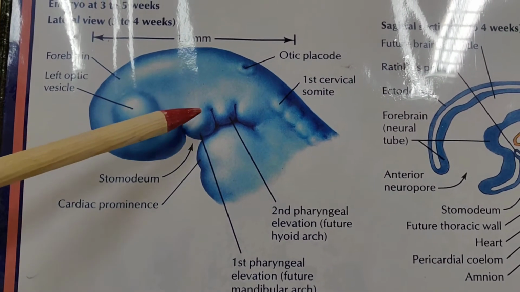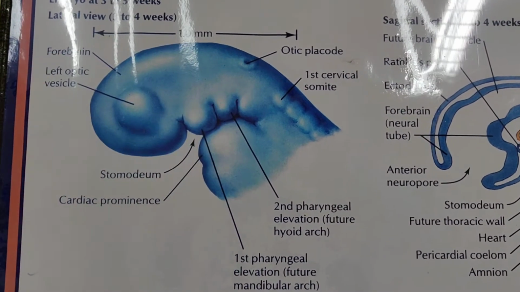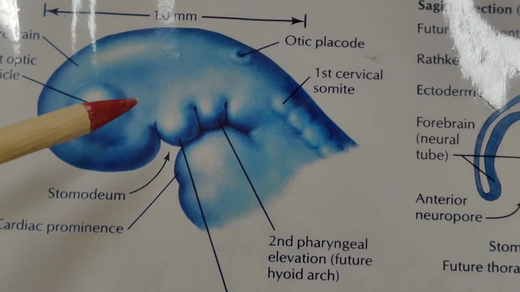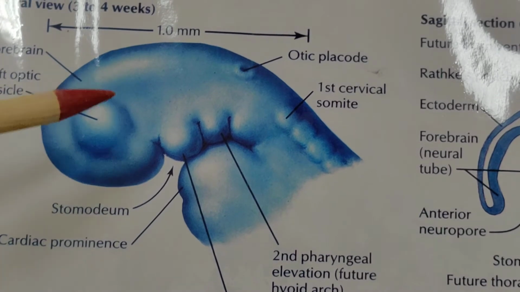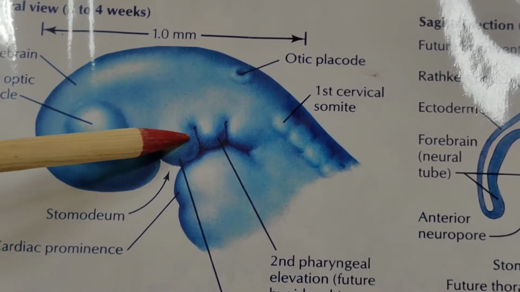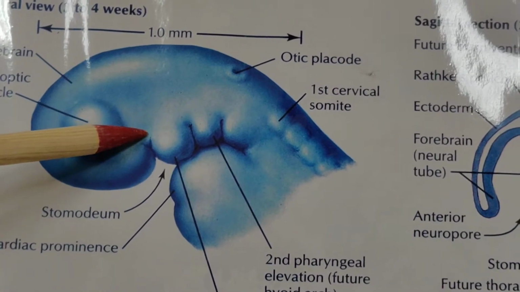Now these thickenings begin to form from the 4th to 5th week of intrauterine life, and these are known as the pharyngeal arches. These are the pharyngeal arches.